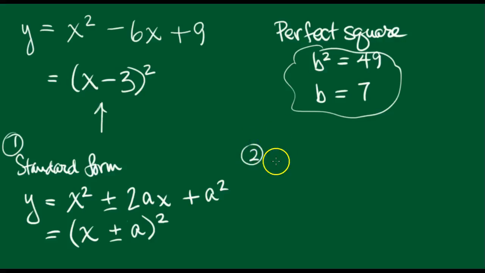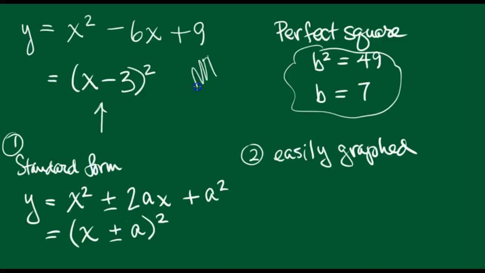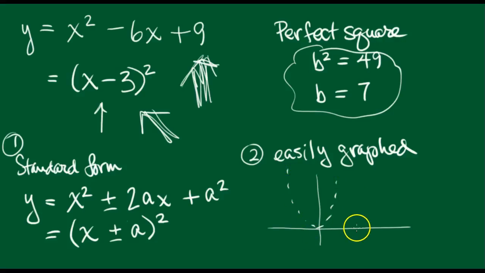Two, we can easily graph it with what we know about transformations. If I look at this form, well, I can't say that I know by looking at that equation what the graph of it looks like. But if I look at this form of the equation, I say, why, of course, that is a garden variety parabola shifted 3 units to the right of the origin. Okay, so I like perfect squares.